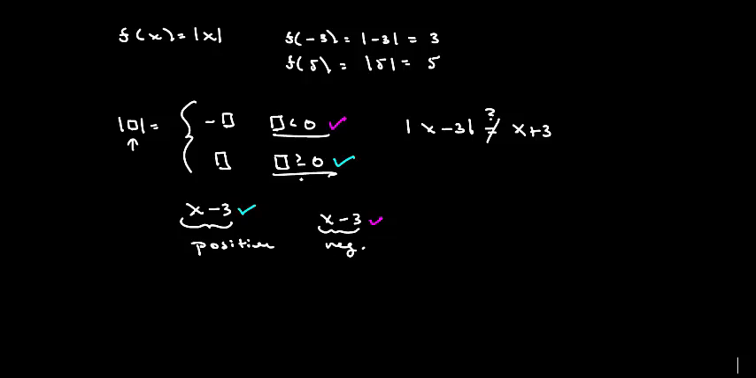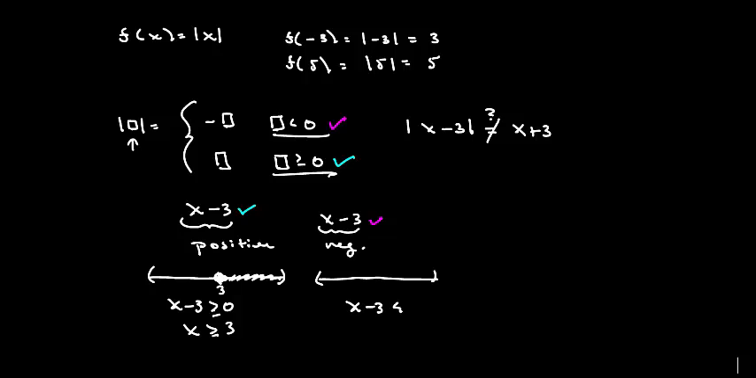What we need to know is if what we plug in is positive or negative. When is x minus 3 positive? X minus 3 is greater than or equal to 0 when x is at 3 or more, so we're going to be in this case right here. Here's 3. And for this guy over here, when is x minus 3 negative? Well, when x is less than 3.